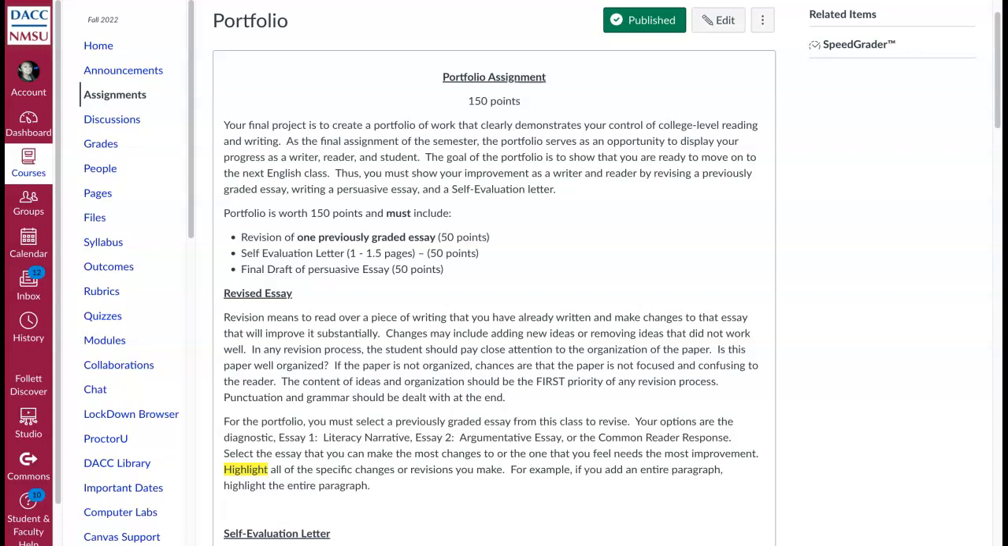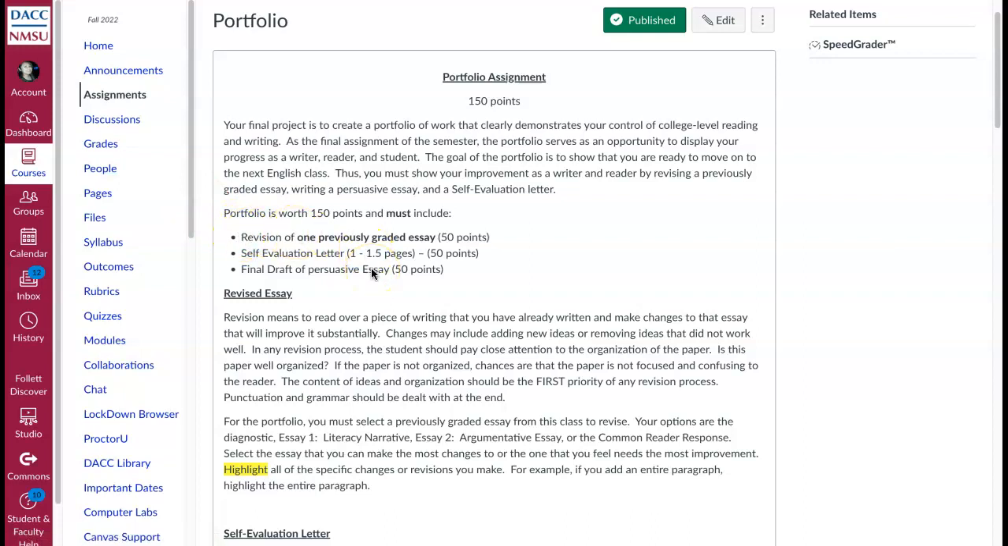The portfolio assignment is our final major assignment. We don't have a final exam in this class, so this assignment takes the place of a final exam. That's why it is worth 150 points. It is also worth a lot of points because it consists of 3 different assignments.